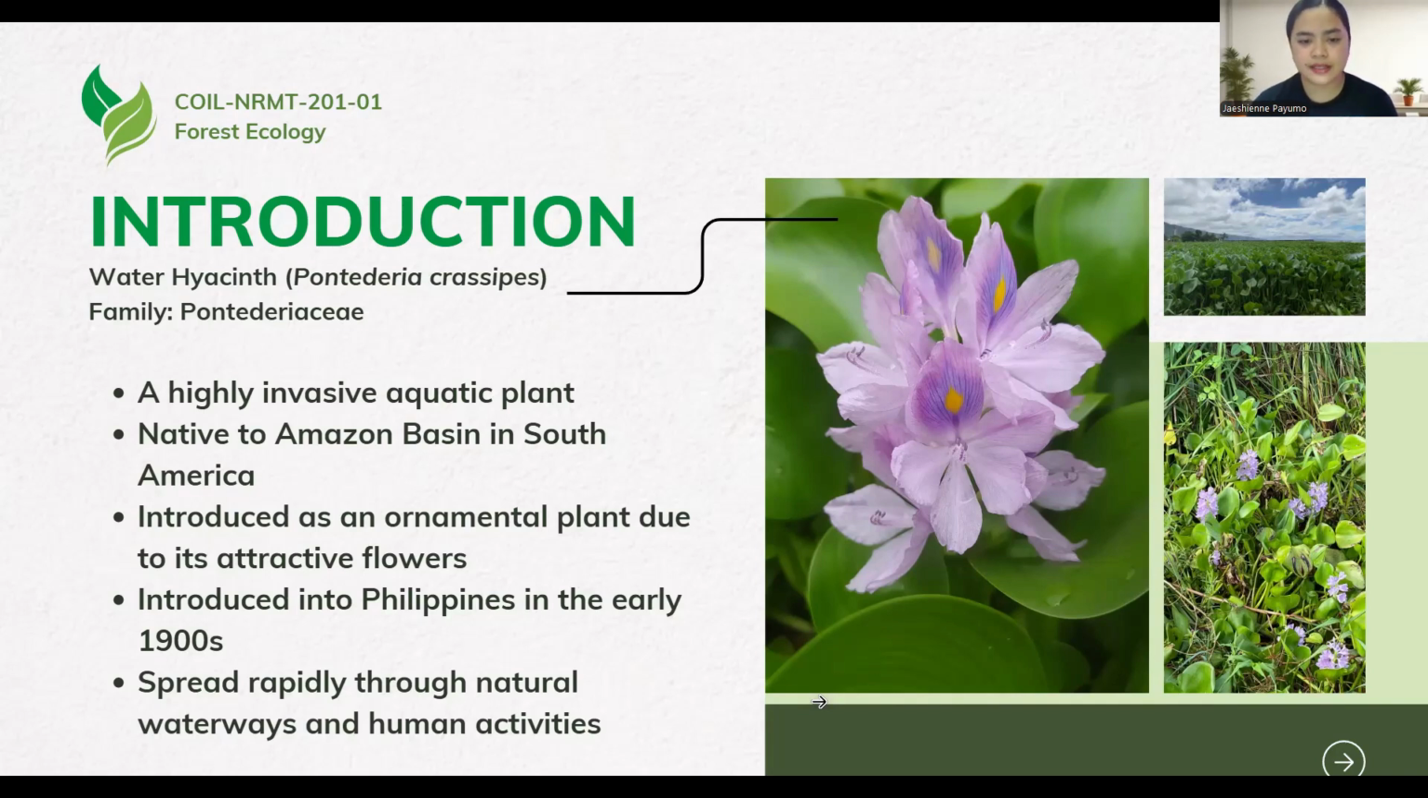Now that we have discussed the origin and spread of water hyacinth, let us move on to the control and eradication measures used to manage its rapid infestation.